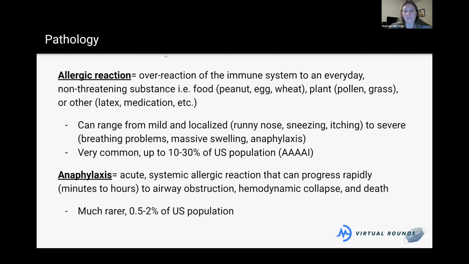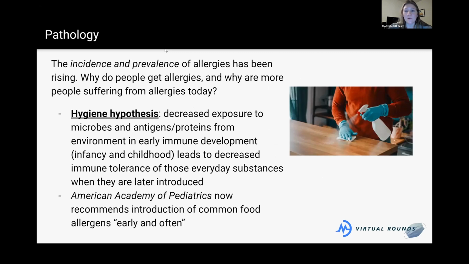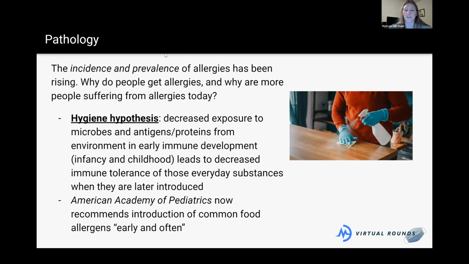The incidence and prevalence, meaning the total number of people with allergies and the rate of new people being diagnosed with allergies, are both increasing over the last few decades. And something that people have been asking is, what's causing this? Why do people get allergies? And is there anything that we can do to prevent allergies?